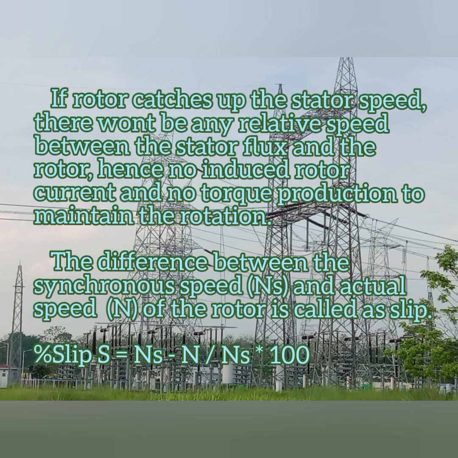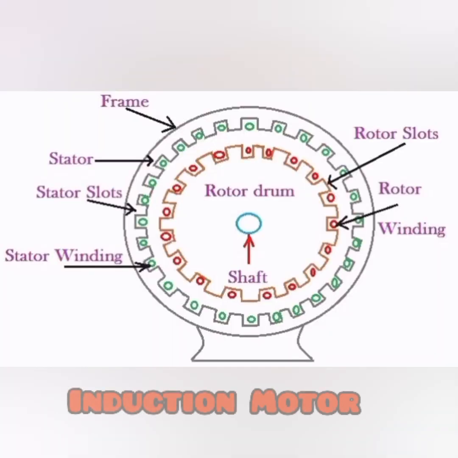The difference between the synchronous speed and the actual speed of the motor is called slip. The slip is given by the formula (Ns minus N) divided by Ns, into 100. This is the construction of the induction motor, in which we have various parts: stator slots, stator winding, and the outer frame or yoke. Then the rotor slots, rotor winding, the shaft, the shaft bearings and the rotor drums. All of this is placed inside the frame, which is the outer covering of the motor.